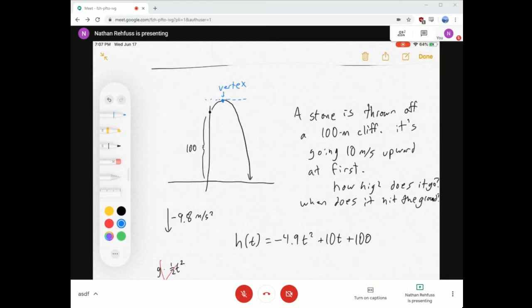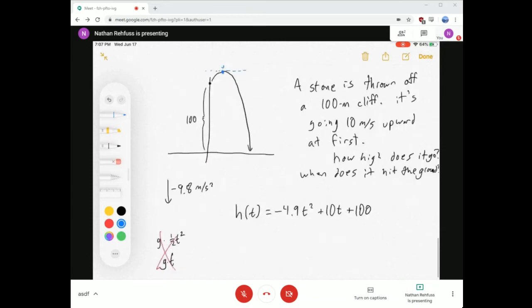So here, since this opens downward, it's the maximum. If it opened upward, it would be the minimum, but that'd be a really weird path for a rock to take. So if I want to know how high it goes, first I find out where's the vertex, and that's going to be at t equals negative b over 2a. So negative 10 over 2 times negative 4.9 turns out to be 1.02.